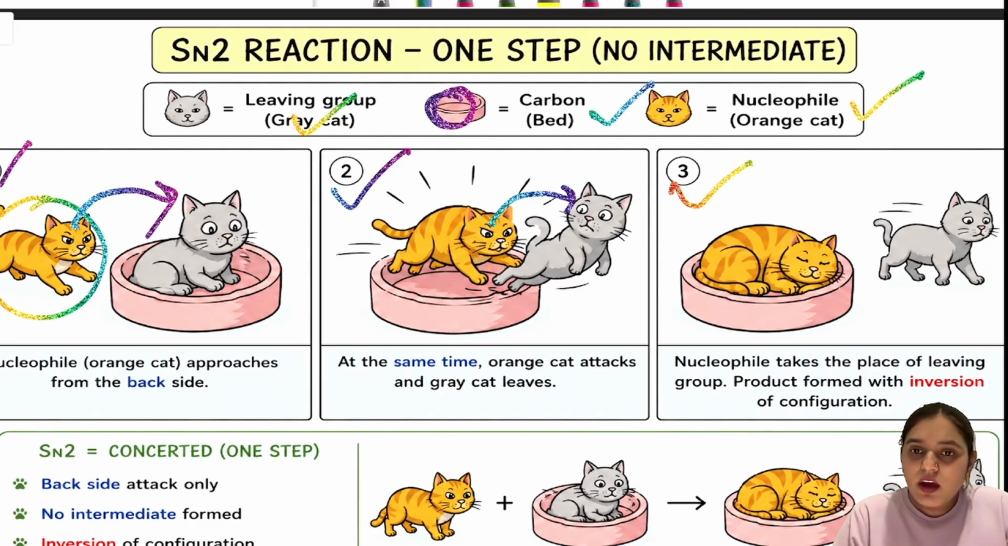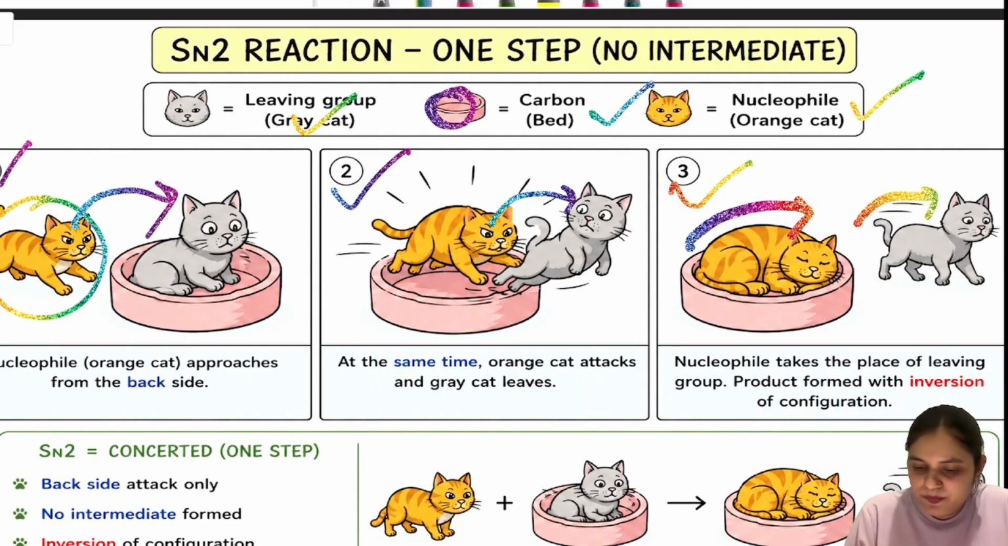In the third figure, the orange cat completely takes the place of the grey cat. The grey cat leaves. The product is formed with the inversion of configuration, also known as the Walden inversion.